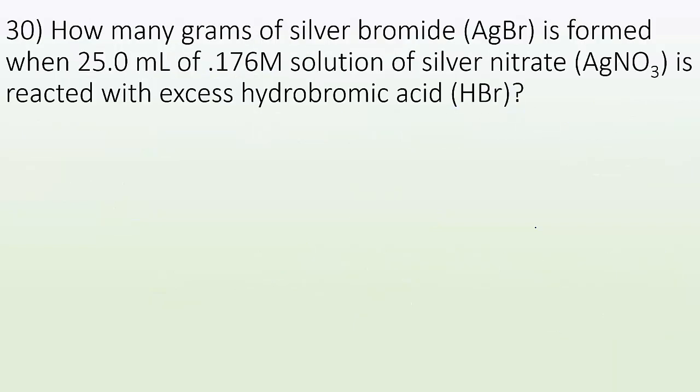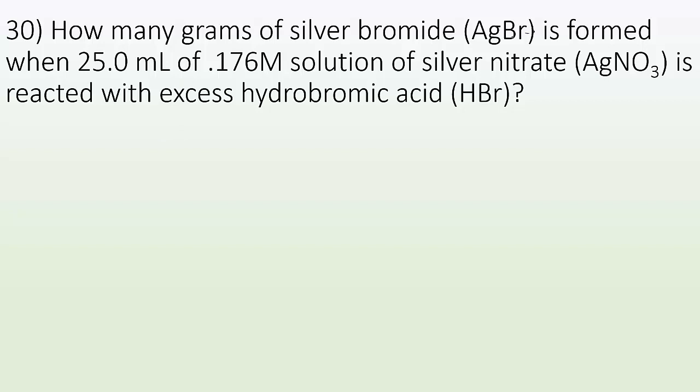30. How many grams of silver bromide, AgBr, is formed when 25 milliliters of 0.176 molar solution of silver nitrate, AgNO3, is reacted with excess hydrobromic acid? All right, so this is kind of obnoxious, and I would start, all right, here they're describing a reaction. Why don't I write out the equation for that reaction?